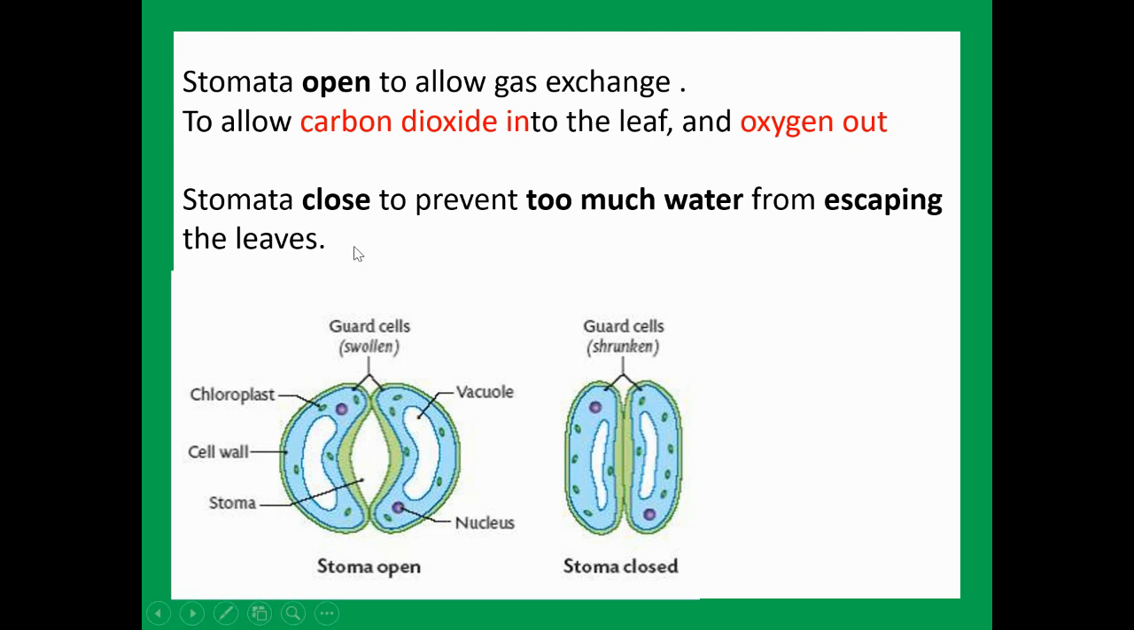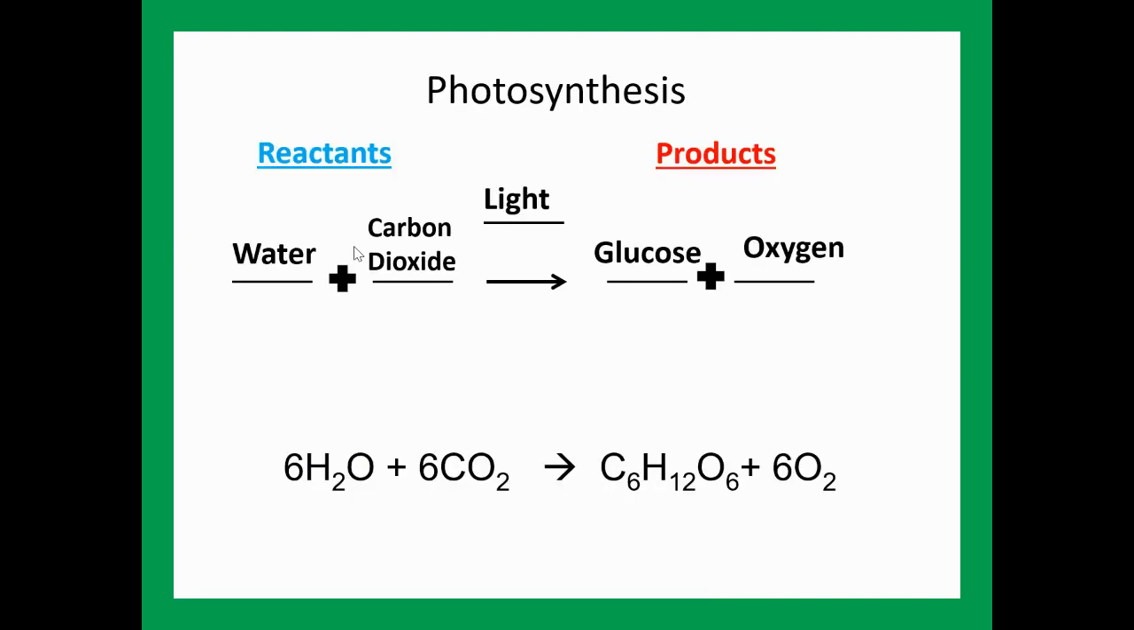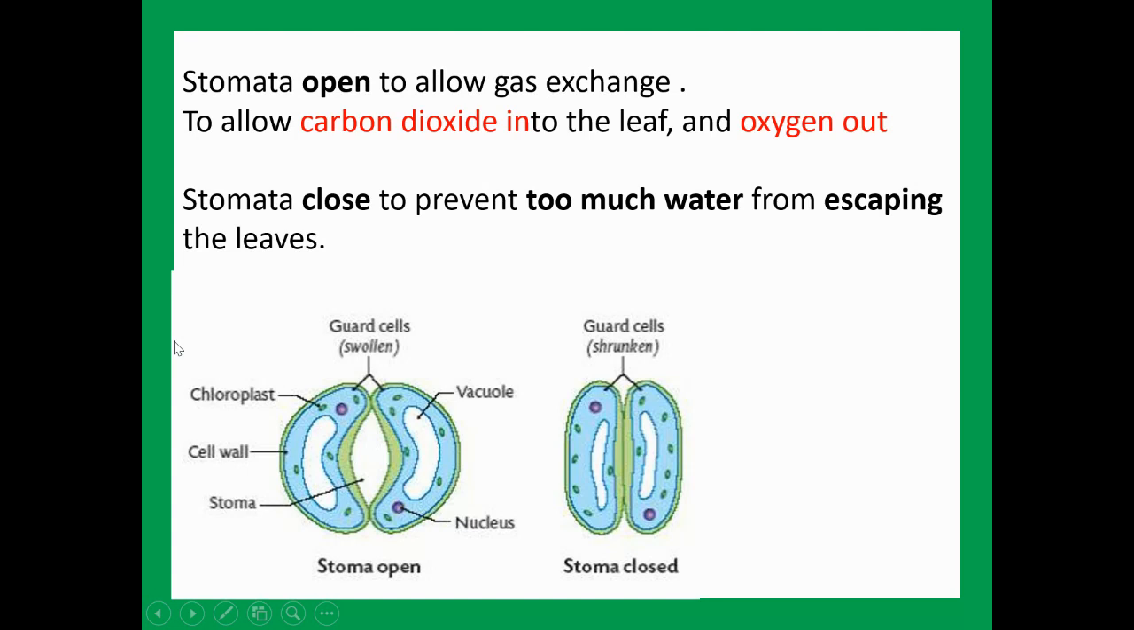Stomata close to prevent too much water from escaping the leaves. Okay, so another thing is that plants need water. Obviously, some of you who might have looked after plants before, or maybe not done such a good job, have noticed that the plants go wilt when there's not enough water.